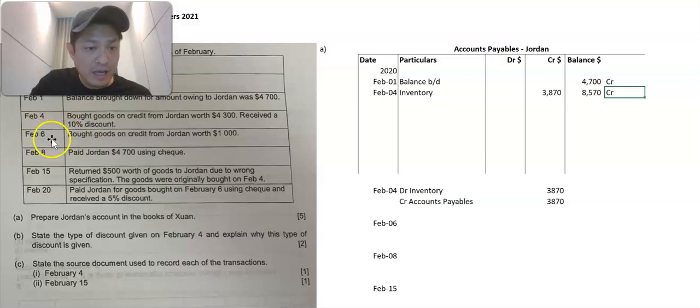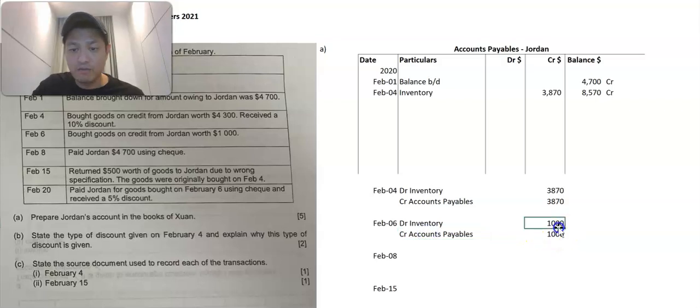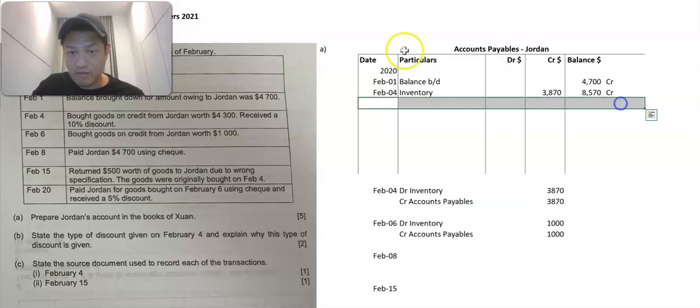Now February 6th, bought goods on credit from Jordan worth $1,000. So no discount this time, it's just $1,000, so it's pretty straightforward. You just have to debit inventory again and credit accounts payable for $1,000 this time. It will be similar to what the double entries are on February 4th, and the numbers are just different. Okay, that's about it.